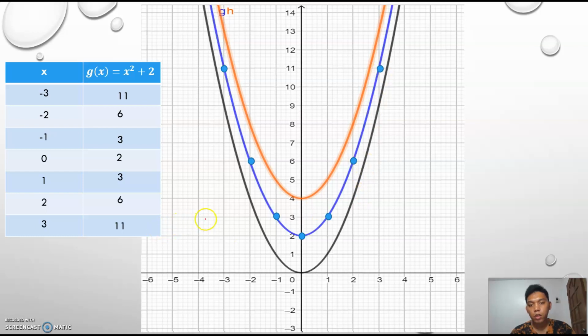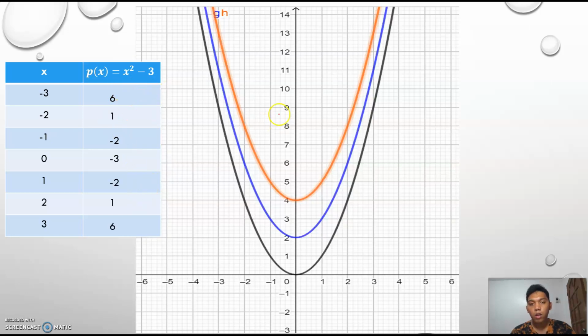All right, so proceed. We have negative 3, 6, which is down here. Negative 2, 1 down here. Negative 1, negative 2 is here. 0, negative 3 is here. And just reflect on the other side.